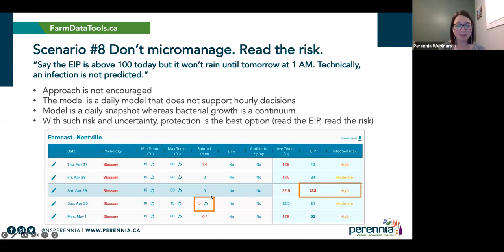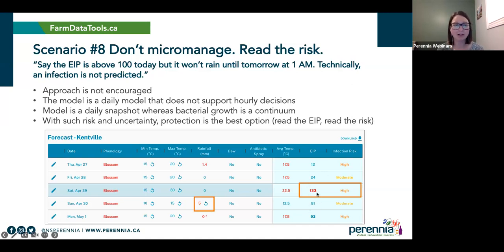So in that case, technically an infection is not predicted, because you've got the high bacterial population on one day, but it's not going to rain until the next day at 1 a.m. But you have to think about the model as a daily snapshot, but bacterial growth is a continuum. So just because one day ends doesn't mean that bacteria is not going to be there if there's a rain event an hour later.